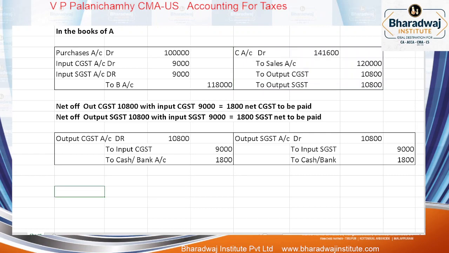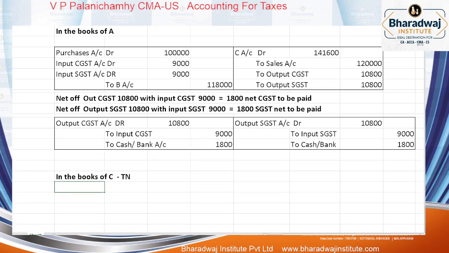In the books of A, both purchase and sales happen within the state. Next, what have I asked? In the books of C. In the books of C, C is in which state? He purchases, what entry will you pass? Purchases account debit. How much do we purchase? 1,20,000, and 9%.